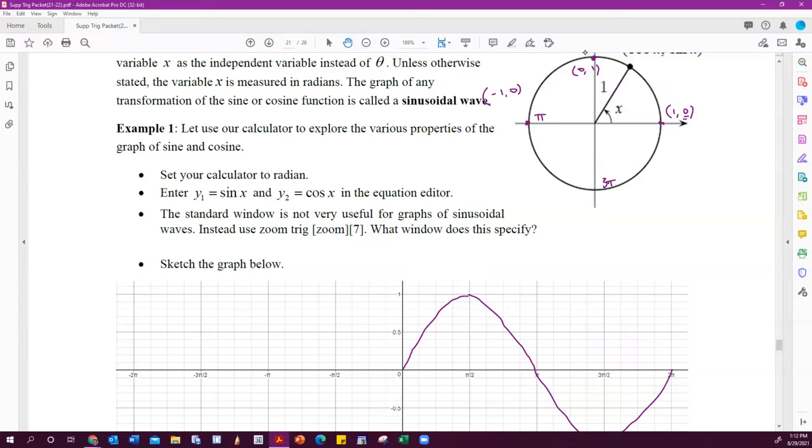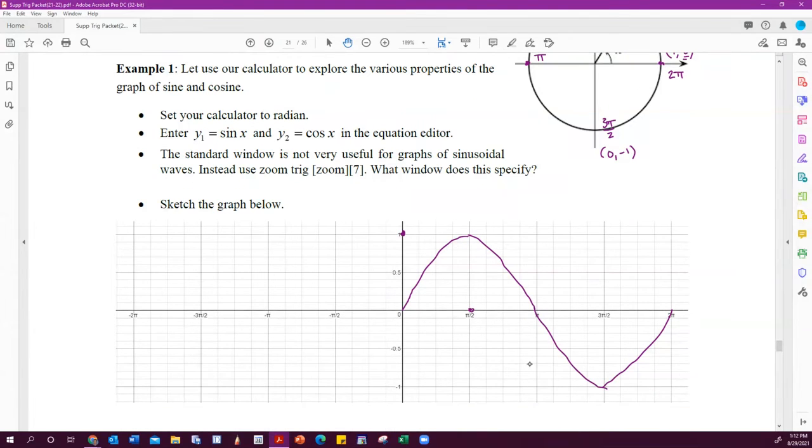At the bottom, 3 pi over 2, you're at 0 comma negative 1. That's the negative 1 at the bottom. And then this, of course, is 2 pi. So this completes the picture of the sine. For the cosine is the x-coordinate. So it starts at 1, goes to 0, then goes down to negative 1, up to 0, and then up to 1. So it would look something like this.